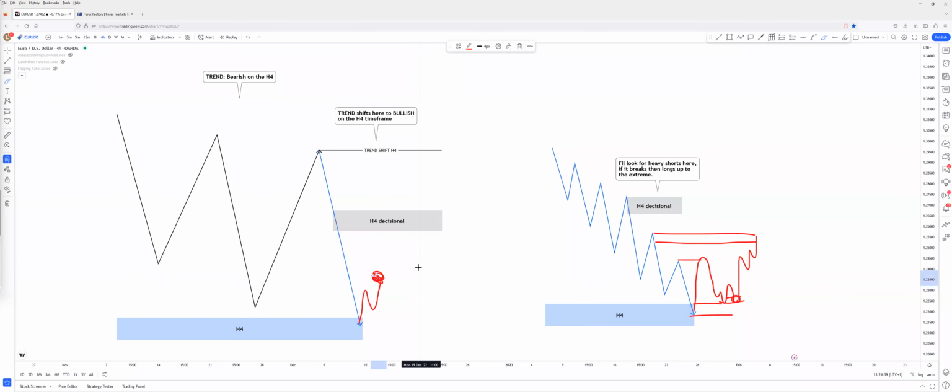You will see this on the 4-hour chart, right? You are still prioritizing shorts over longs. Why? Because the trend is still bearish.